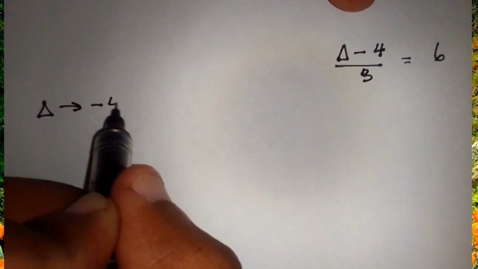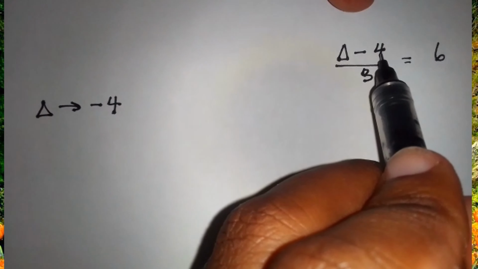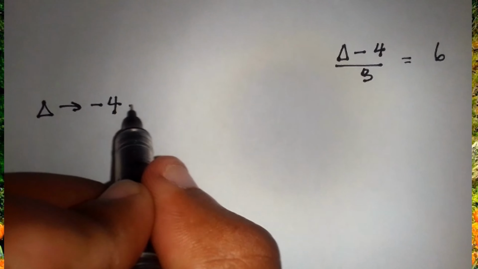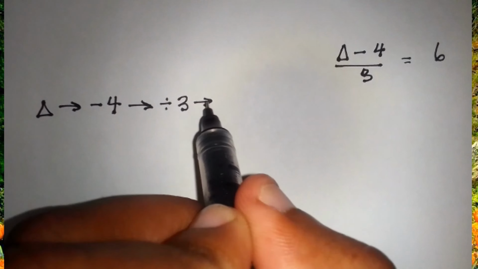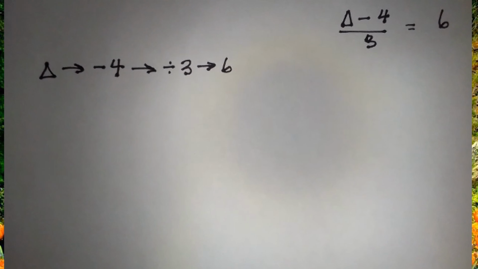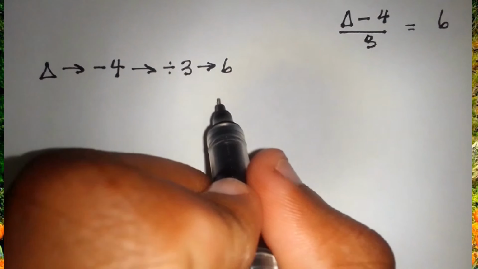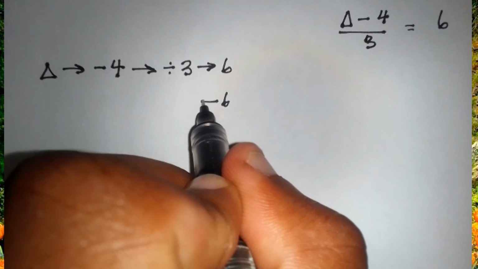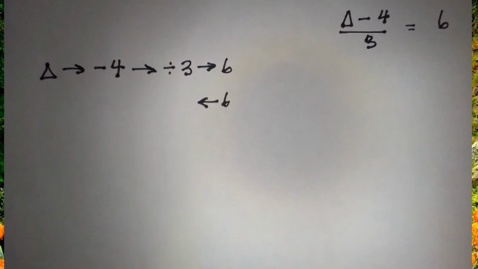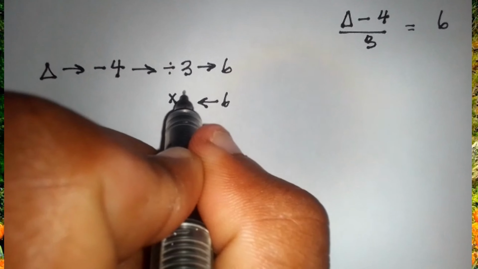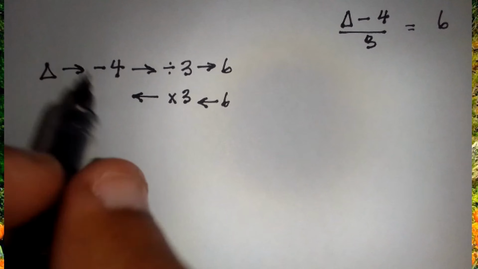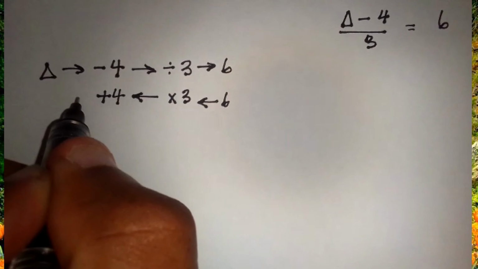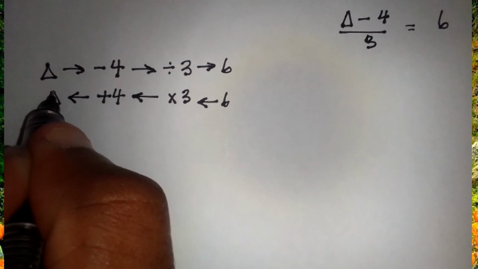So triangle, then I'm going to take away 4. Then after I take away this 4, then I'm going to divide by 3. And then when I'm finished, I'm supposed to get 6. So if I'm going to do the reverse, or retrace my steps, I'm going to start at 6. Then I'm going to do the opposite of divide by 3, which is multiply by 3. Then I'm going to have to do the opposite of subtracting 4, which is to add 4. And that should give us the value of triangle.